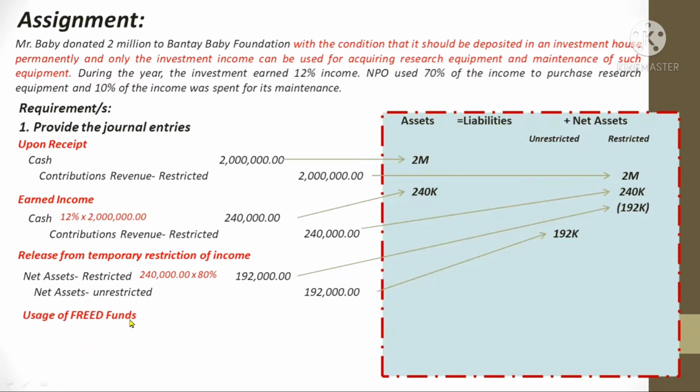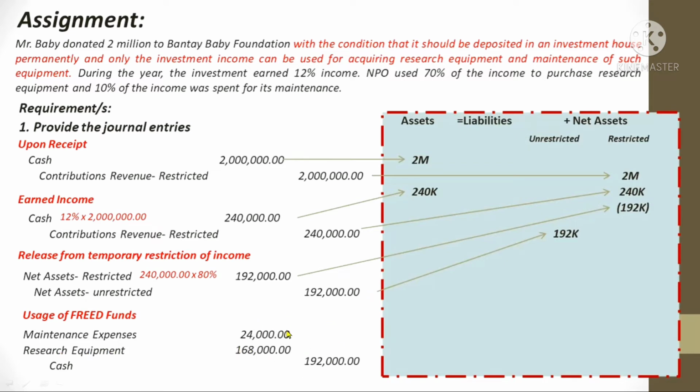So Bantay Baby Foundation used 192,000. So it's obvious that we need to credit cash by 192,000. But we have two debits. The first one is the maintenance expense, which is 10% of the earned income. So we have 240,000 times 10%, that's 24,000. And the 70%, which is 240,000 times 70%, equals 168,000, will be capitalized as research equipment. So that's the entry. So we have to post this entry.